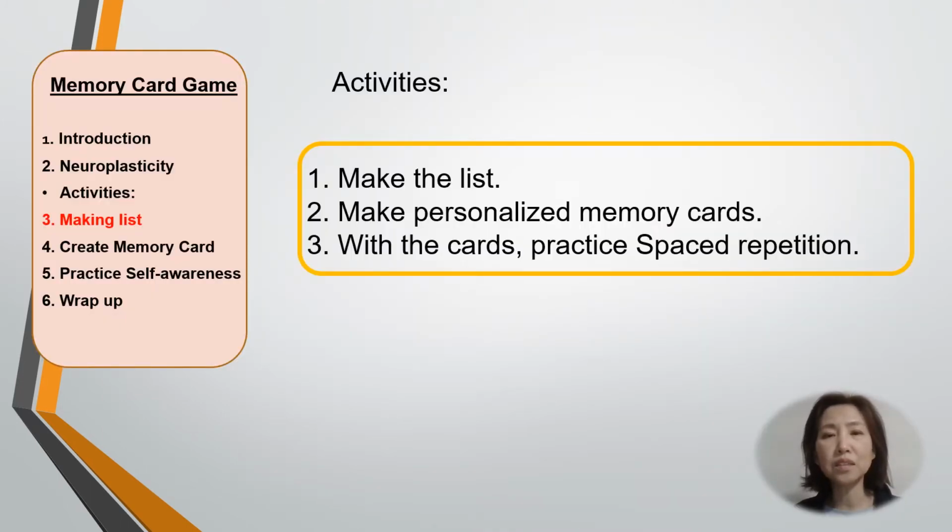The activity is divided into 3 parts. First, we make the list of what you want to memorize. Next, we make personalized cards with that list. Last, with the cards, we practice self-awareness with the spaced repetition strategy.